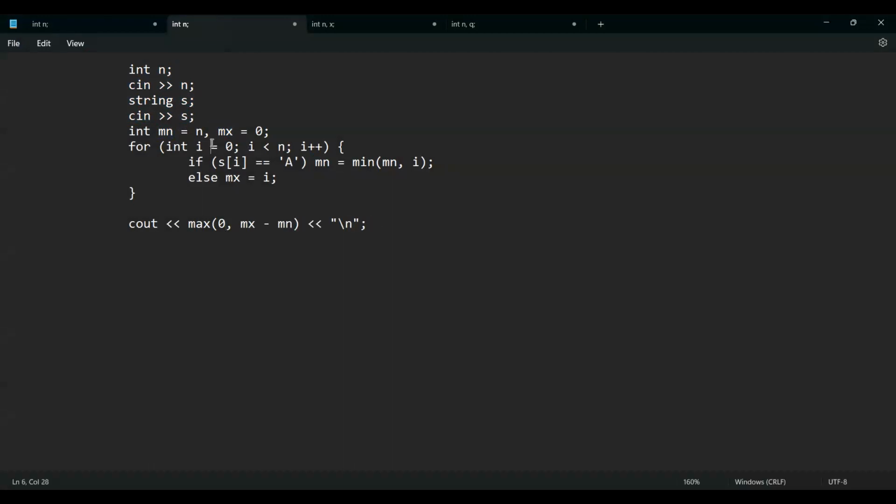Then for each index from 0 to n, I'm just finding the minimum position of A that I can get. Otherwise, if this is B, by default, whatever max was up till now, I can update it to i. So mx will have the maximum index at which B is, and mn will have the minimum index at which A is. Finally, my answer is the maximum of 0 or mx minus mn. Is that clear?